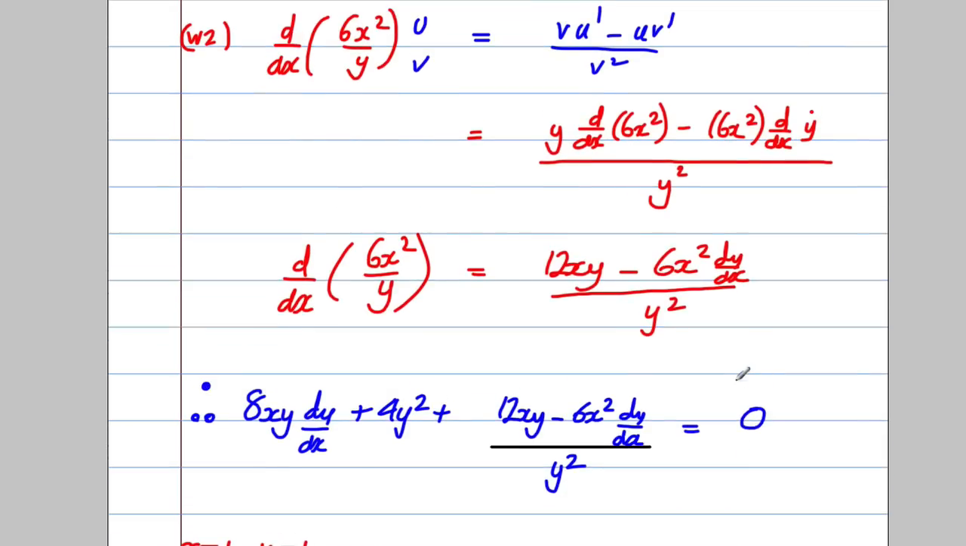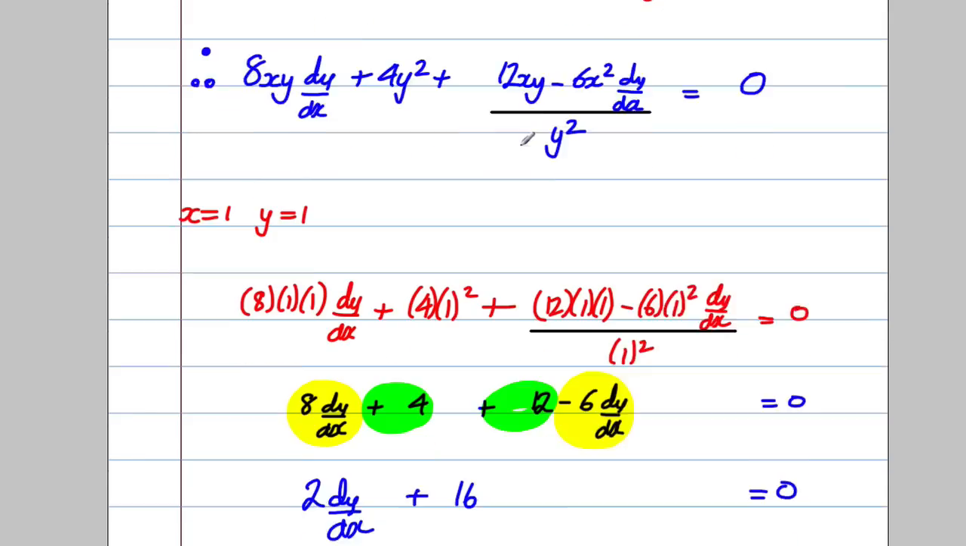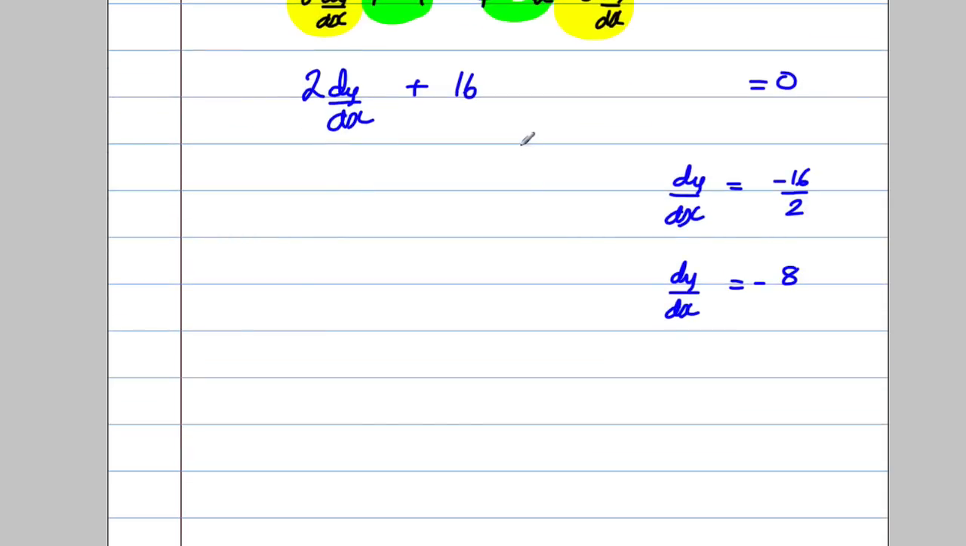And what did it ask us? It asked us what is dy by dx at that point. We've just found dy by dx is equal to negative 8.